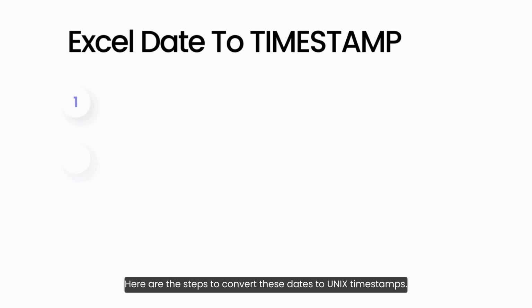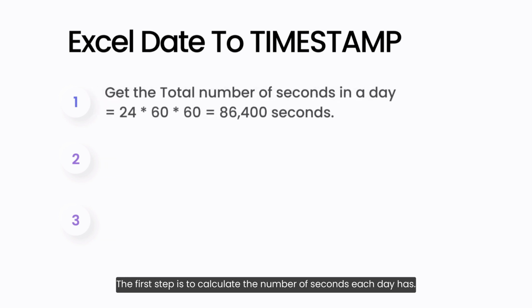Here are the steps to convert these dates to UNIX timestamps. The first step is to calculate the number of seconds each day has. There are 24 hours in a day, each hour has 60 minutes and each minute has 60 seconds. So there are a total of 24 into 60 into 60 seconds in each day. If we multiply these values, we get 86,400 seconds for each day.